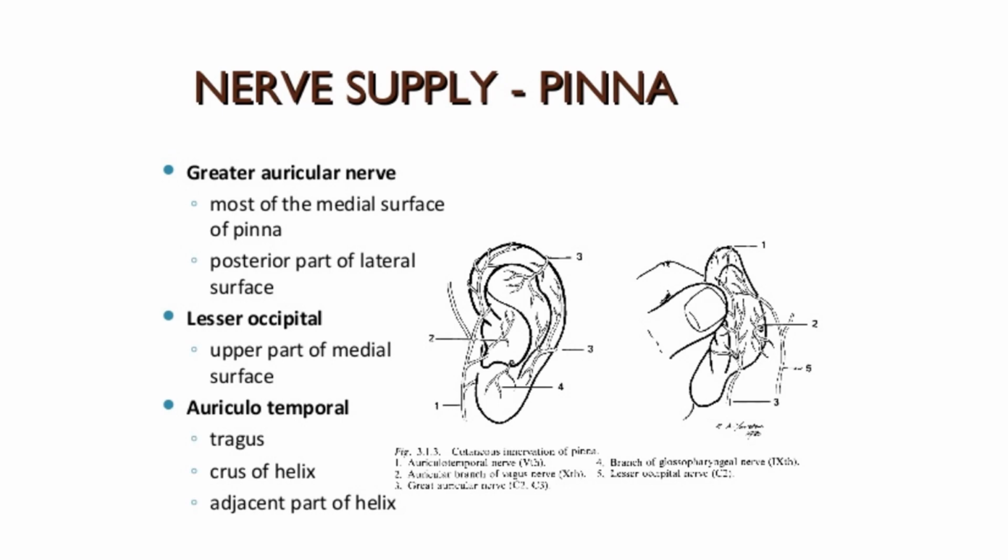The second one is the lesser occipital nerve. It is supplying the upper part of the cranial surface of the auricle. The third one is the auriculotemporal nerve, which is supplying the anterior part of the lateral surface, including tragus, crus of the helix, and the adjoining area of helix.